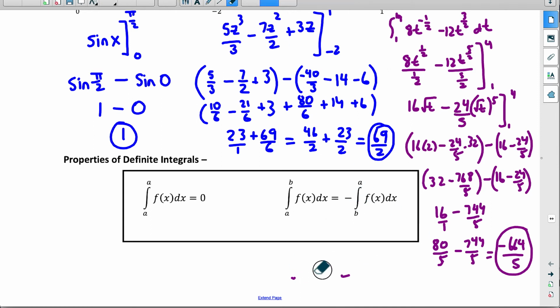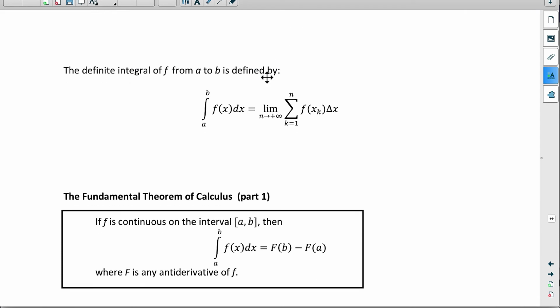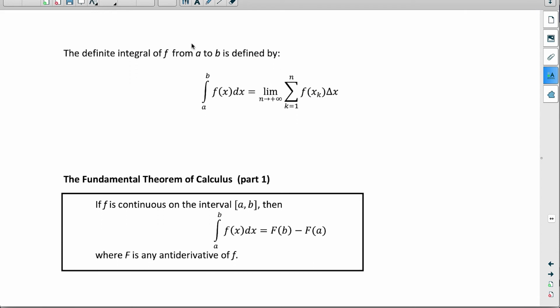So nothing too earth-shattering here, but here's something that is earth-shattering. Feast your eyes on this, everyone. The definite integral, so we just talked about definite integrals when you have the bounds, of f, of some function, from a to b, right, those are upper and lower bounds, is defined by, okay, looks kind of similar to what we just did on the other side. What is this? We did this before.